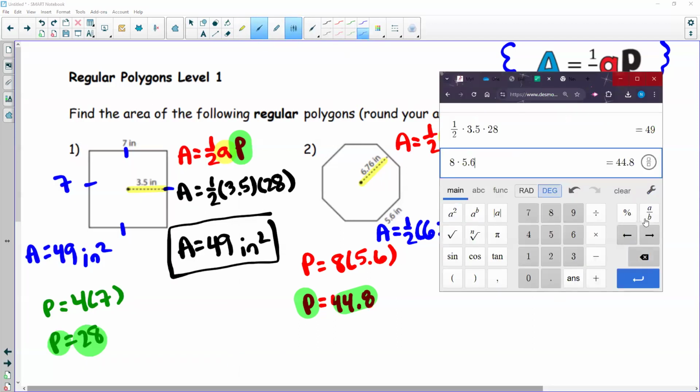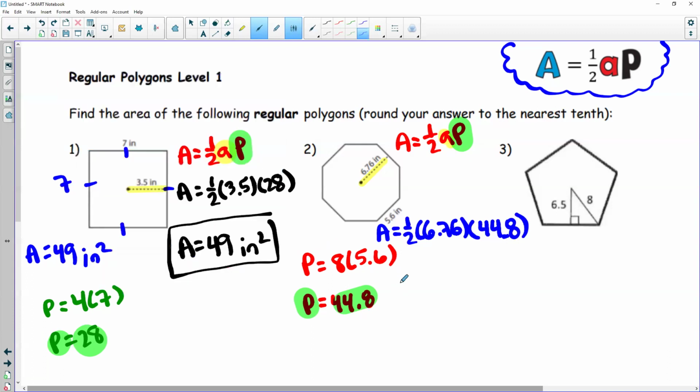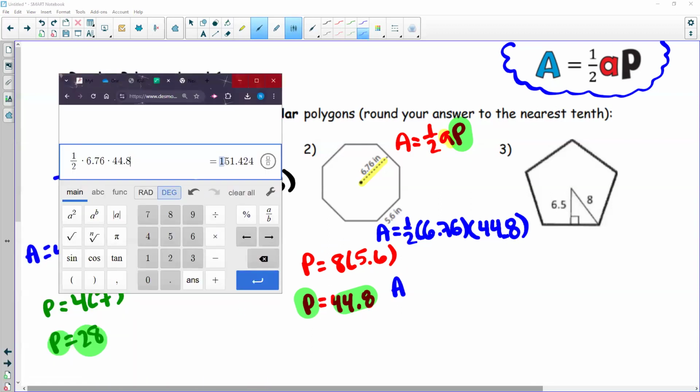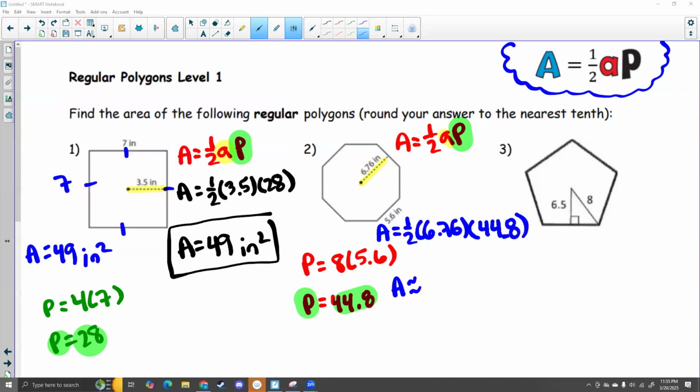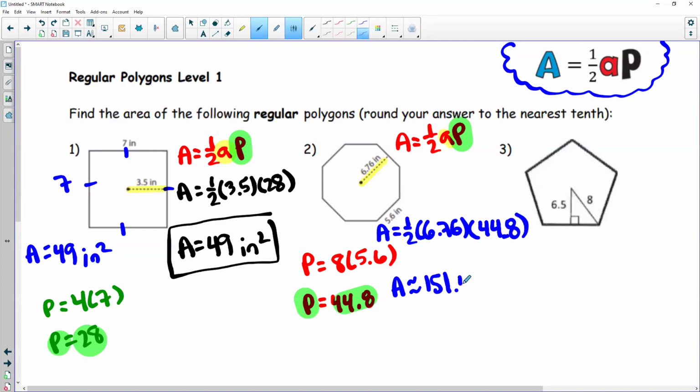So let's plug this into the calculator here. We have 1/2 times 6.76 times 44.8. Multiplying that out, we see that we get an area of 151.424, but it asked us to round to the nearest tenth. So one number after the decimal. So this is approximately 151.4. So we got 151.4 for the area, approximately. And units are in inches squared.